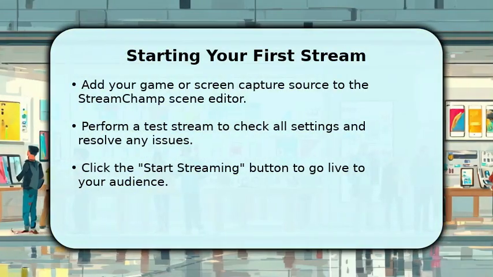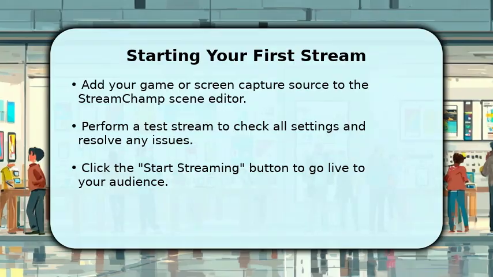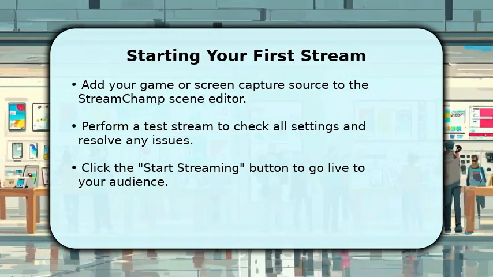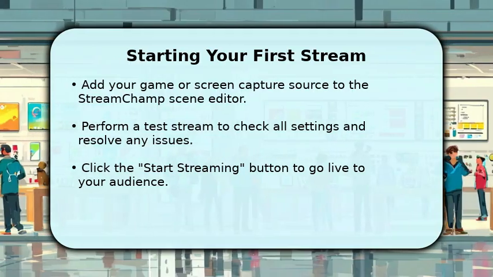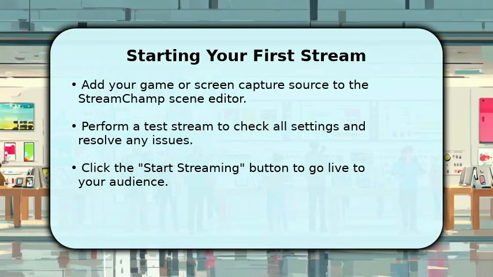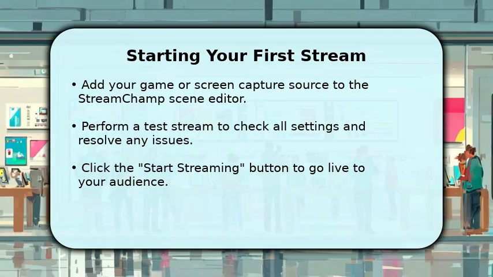With your settings optimized, you're almost ready to go live. In the Streamchamp scene editor, add your primary source, whether it's a game, your desktop, or a specific application. Before hitting that live button, I highly recommend doing a quick test stream.